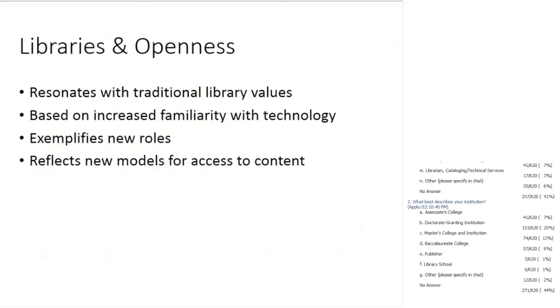And my final slide there, I just want to touch on in terms of libraries and openness. Again, this resonates with traditional library values. What have public libraries been about for hundreds of years? What are academic libraries also equally involved in? We have an interest in making knowledge and information as openly and readily available as possible. Where it's different now is that so much of that is being driven by technology, and with our familiarity and comfort with technology, it positions libraries to be key leaders in that.